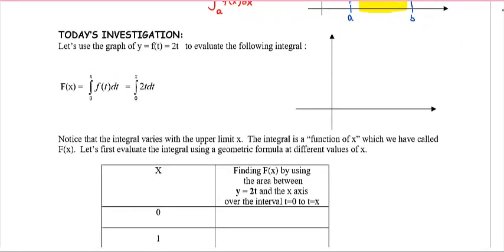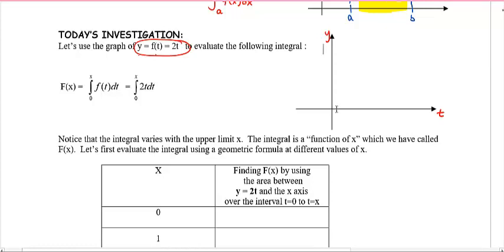I want us to use the graph of y equals f of t equals 2t to evaluate the following integral. So meaning my crazy function now is this function y equals 2t. Notice I changed the variable to t, and this is y, but the idea is the same. t is your independent variable. Okay? I'll show you why I had to choose t and not x in a moment.